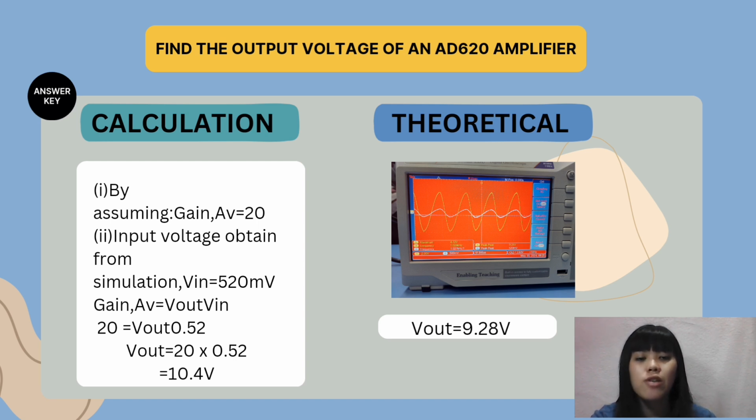The output voltage obtained after calculation is equal to 10.4 volts. Moreover, the output voltage obtained through the theoretical method is equal to 9.28 volts. Thus, we can conclude that when the frequency is equal to 1 kHz, the output voltage for theoretical and calculation is nearly the same. Their difference is approximately 1.12 volts.